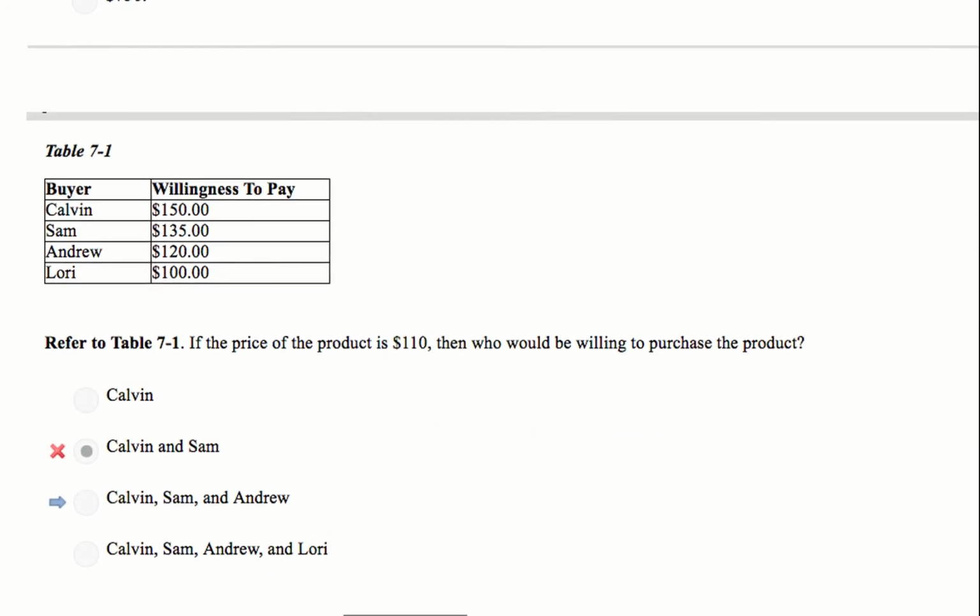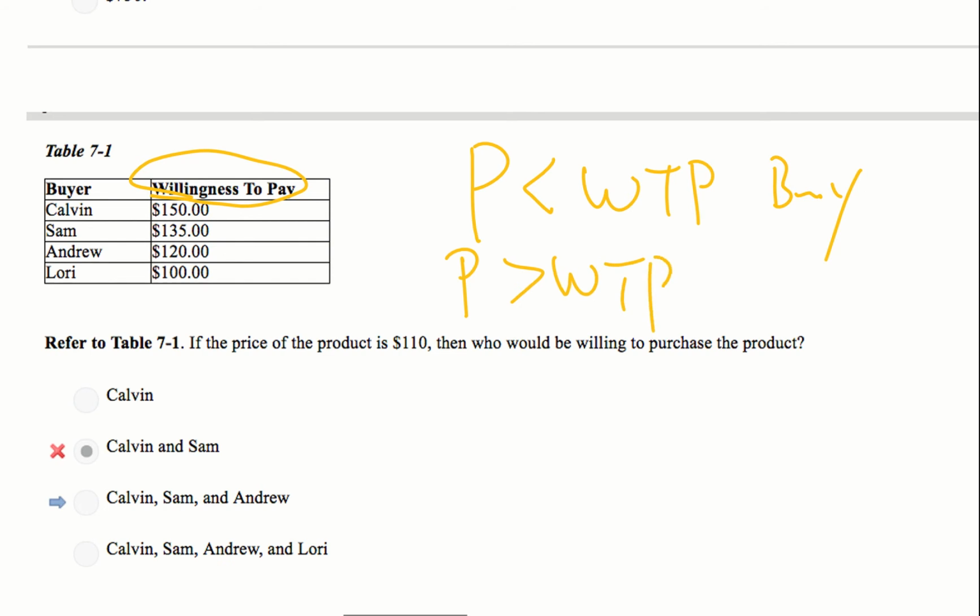So if the price for the product is $110, then who will be willing to purchase the product? All right, so guys, remember this WTP, the willingness to pay, that is the maximum price consumers are willing to pay for the good. Which means when the price is less than WTP, we buy it. But when the price is more than the willingness to pay, so it's too expensive, then we don't buy it. So just by simple comparison, you will see who is able to buy this good and who won't buy it at all because it's too expensive.